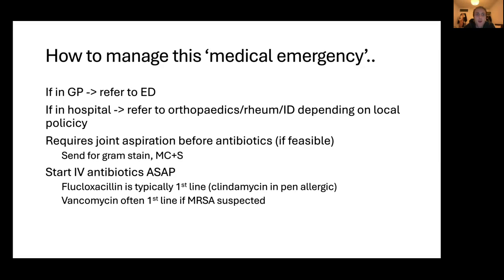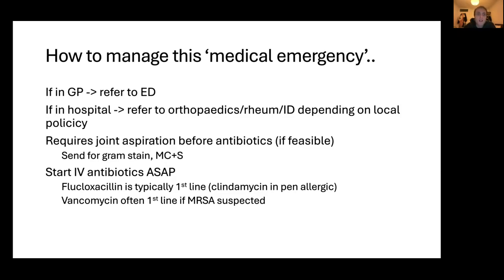And we send that for a gram stain, microscopy, cultures, and sensitivity. So the gram stain is the first thing you get back. That's just someone staining the joint fluid and saying, yes, there is a presence of bacteria which take up the gram stain in their cell wall, or no, there isn't. And then, of course, we want cultures and sensitivities to identify what's there and if it's amenable to whatever antibiotics we're giving them. And then we start IV antibiotics.